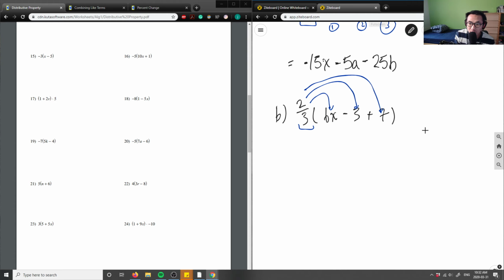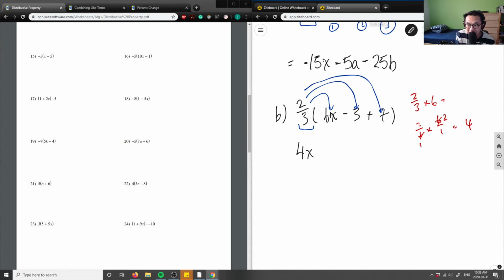So 2/3 times 6. What's 2/3 times 6? I'll do a little aside here in red for you. What does that equal? I could rewrite 2/3 times 6/1. I could cancel out the 1 here, and this will equal 2. 2 times 2 here is 4. So my answer here is 4. Let's say 4x, right? There's an x here that we can't forget about. So this is 4x. They're both positive, right?